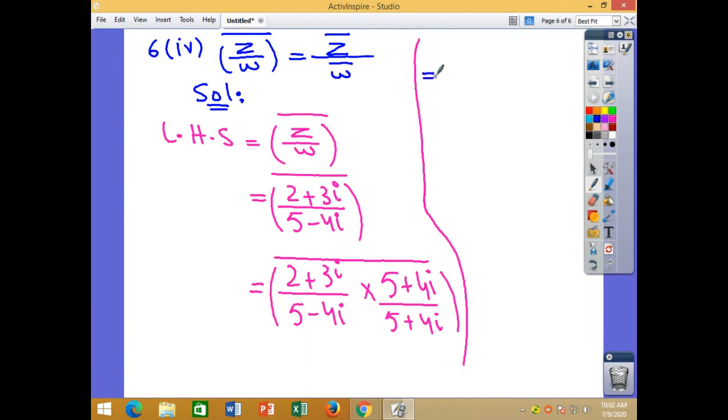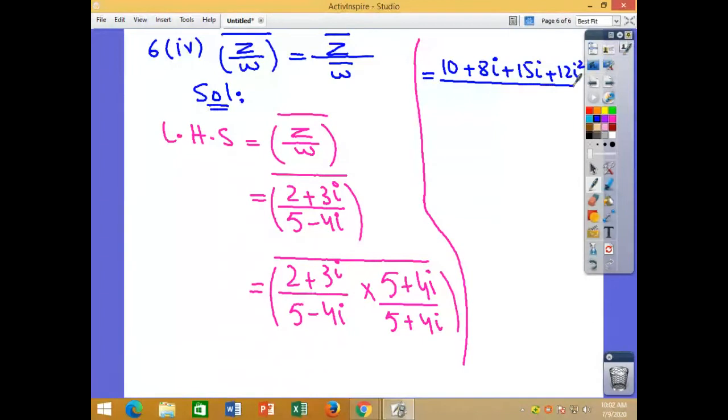2 multiplied by 5 becomes 10. 2 multiplied by 4 iota becomes 8 iota. 3 multiplied by 5 iota becomes 15 iota. 3 multiplied by 4 becomes 12 iota square.